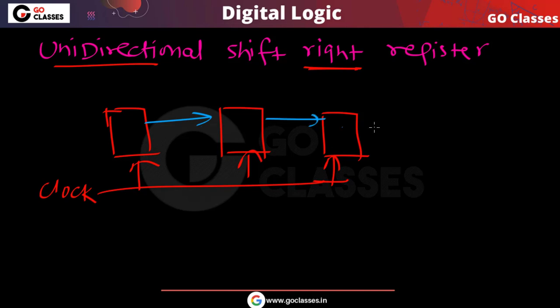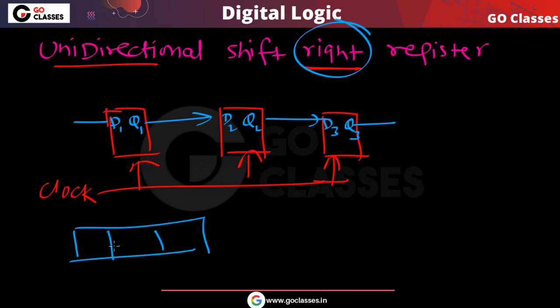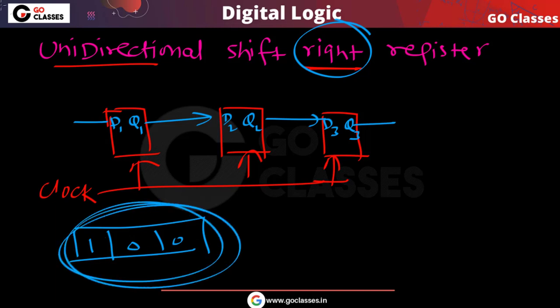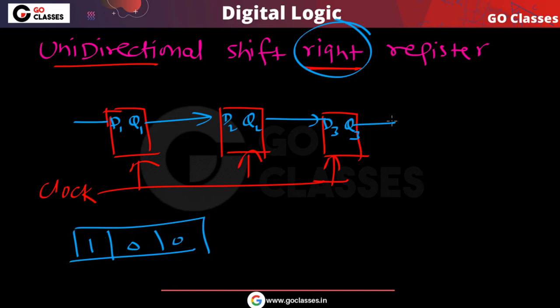So what we do, we connect like this. The output of the first flip flop is connected to the input of the second flip flop, and the output of the second flip flop is connected to the input of the third flip flop. If you notice this shift register, this is a shift right register because we can shift in the right direction. Let us assume that this register is a shift right register, with this data 1000.